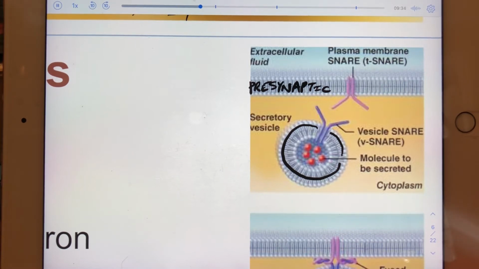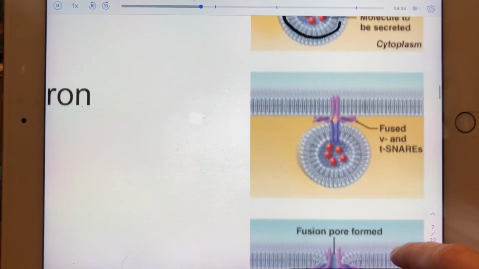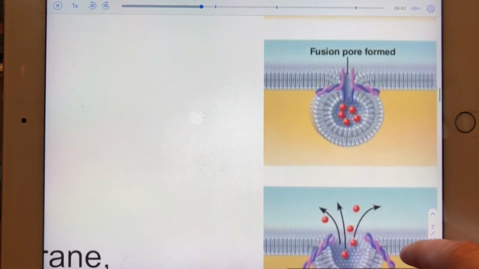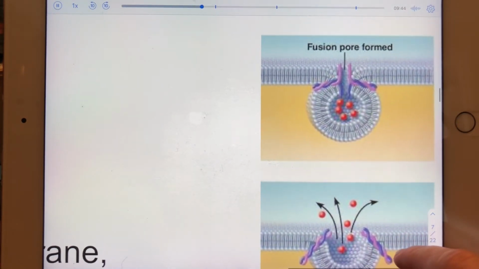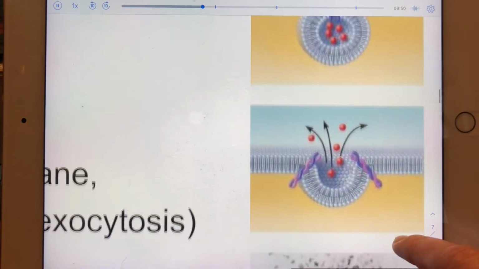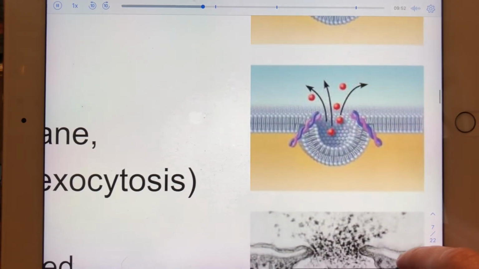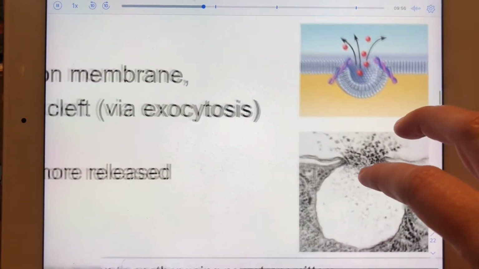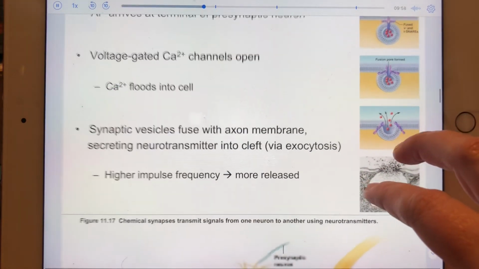And when these two twisty ties come together, they twist together and spread the plasma membrane of, well, the membrane of the cell, but also the membrane of the vesicle apart, and thereby allow neurotransmitter to be emitted. Isn't that cool? I love it.